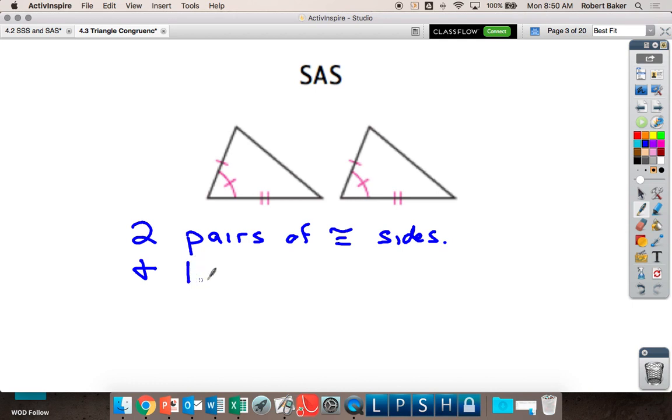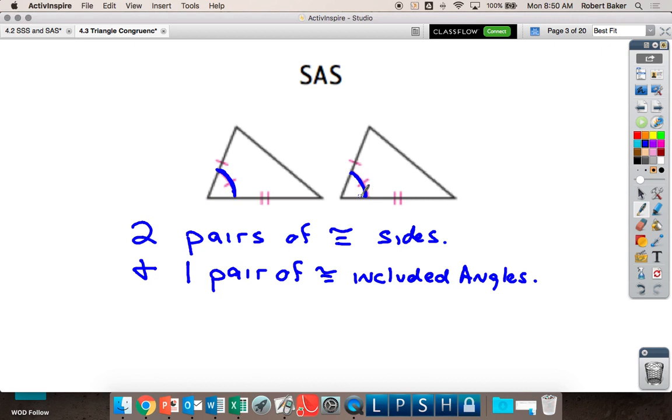And one pair of congruent included angles. Remember that the angle has to be between the two sides.